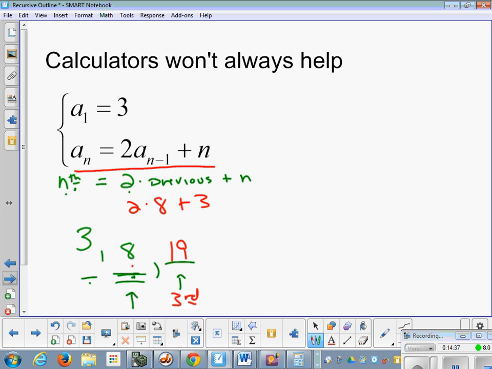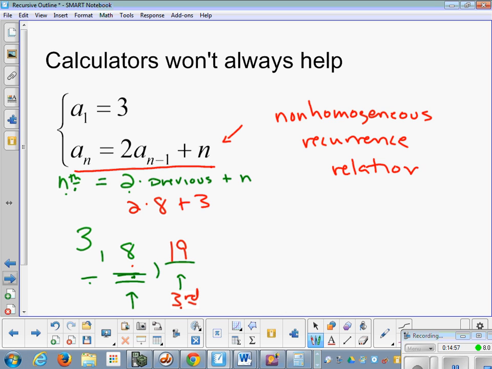When they ask you to plug in the 3, okay, more vocab that you may never see again, but I'm just sharing. This is called a non-homogeneous recurrence relation. The non-homogeneous part means we're mixing our n's with our references to previous terms. If I just have previous terms, that's called a homogeneous recurrence relation. This has previous terms plus n itself.